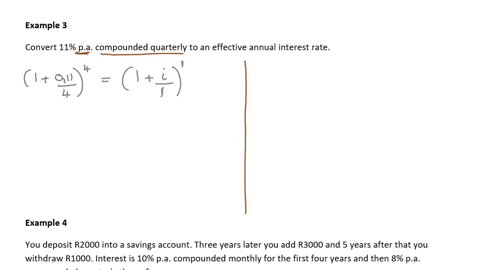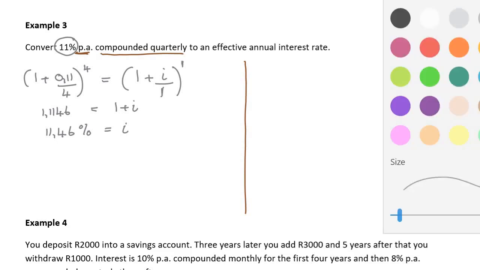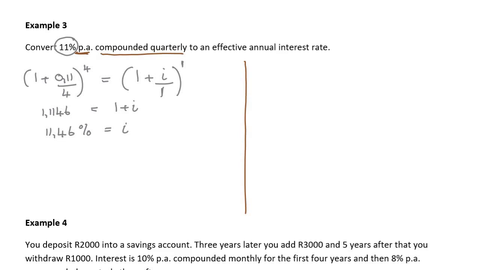So if I work out my bracket, let me see what I get. I get 1,1146 equals 1 plus I, because those exponents of 1 don't really matter. So I minus 1, and then I times by 100, and I get 11,46%, which makes sense because it has to be bigger than 11%, because with an effective interest rate, you'll only get interest once. And so it has to make up for the fact that you're not getting interest on interest.